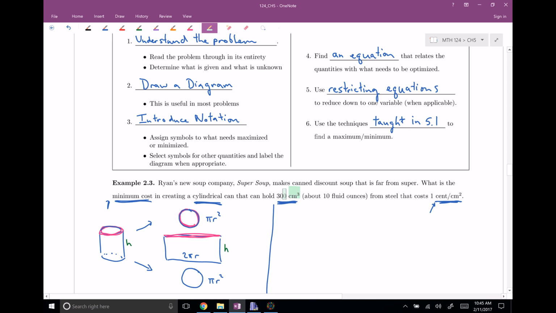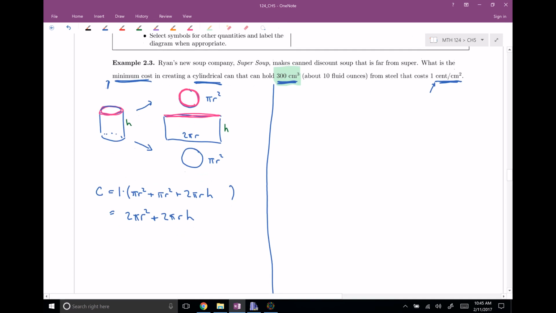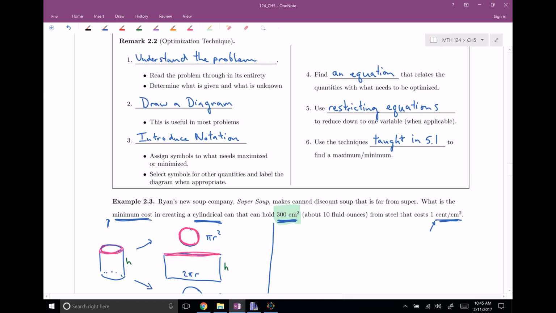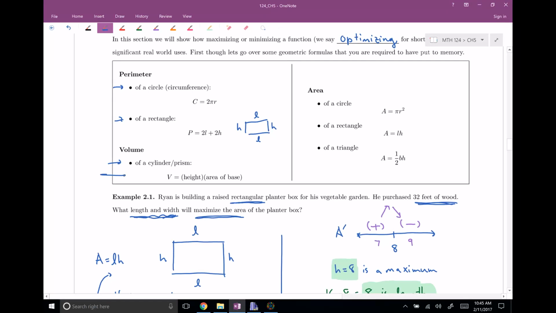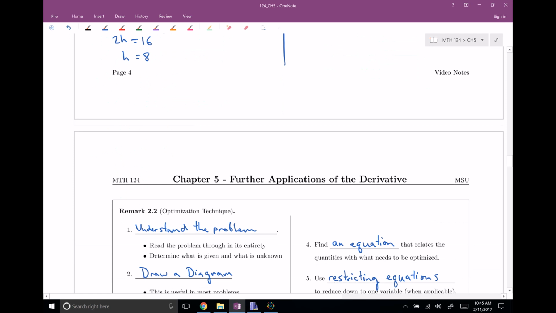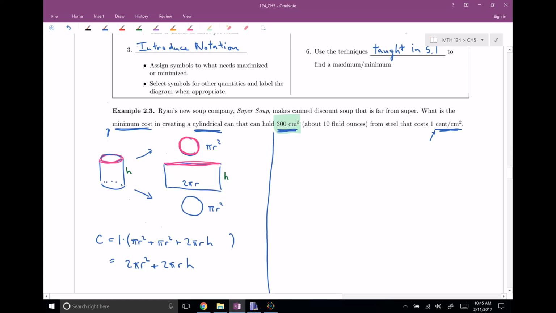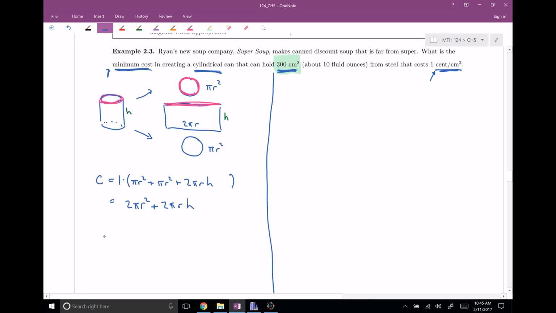We need to use this fact that the can should hold 300 cubic centimeters, right? So this is telling you something about volume. So the volume of a cylinder can, according to way up here, is going to be height times the area of the base. So in this case, the height of the can, we've denoted that as h. So again, we want 300 to be equal to volume. Volume is supposed to be height, which we've called h, that's our notation we introduced, times the area of the base. Well, it's a circle, so it has area pi r squared.